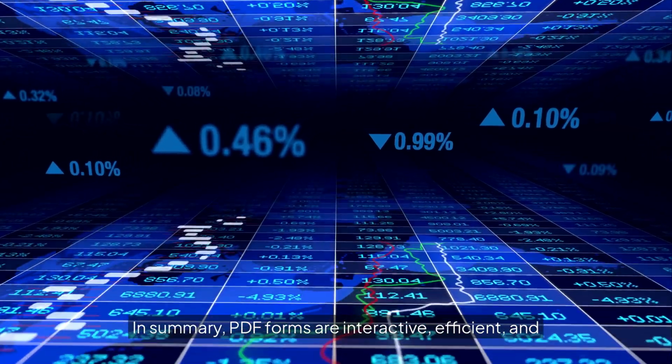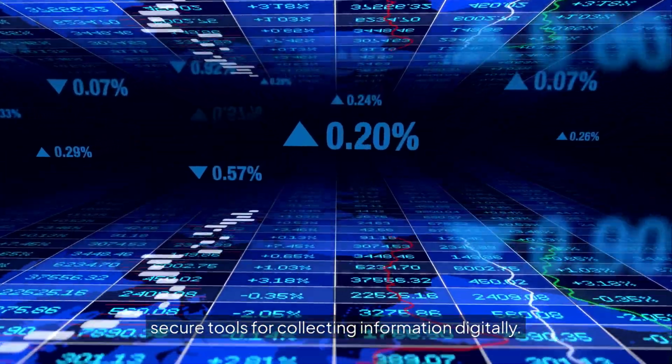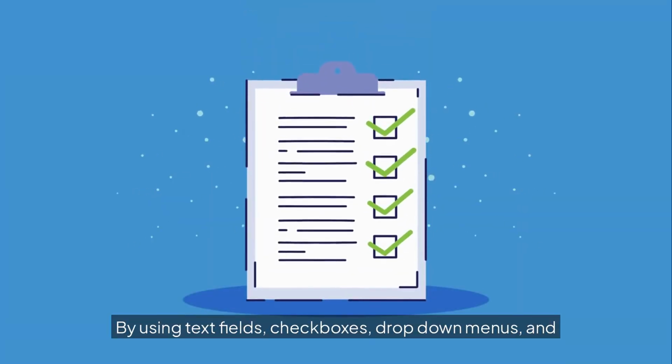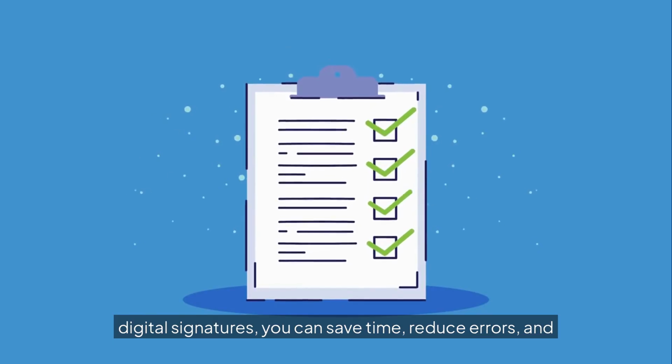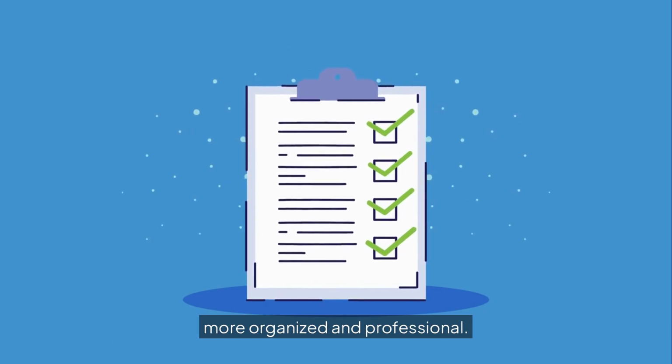In summary, PDF forms are interactive, efficient, and secure tools for collecting information digitally. By using text fields, checkboxes, drop-down menus, and digital signatures, you can save time, reduce errors, and make your workflow much more organized and professional.